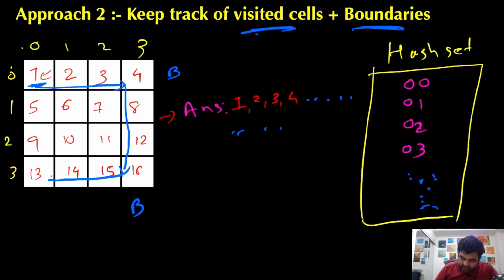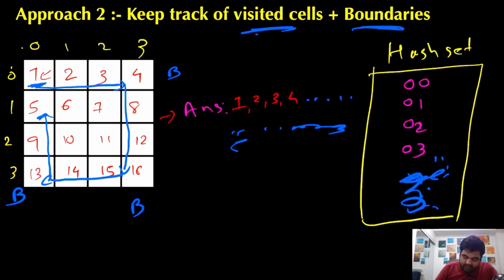Again, we go in the leftwards direction until we hit a boundary, and again we start going in the upwards direction. But notice that when we are going in the upwards direction, we are actually going up until this point number 5. We are adding all the values to our hash set, and we are also adding all the values to our answer.